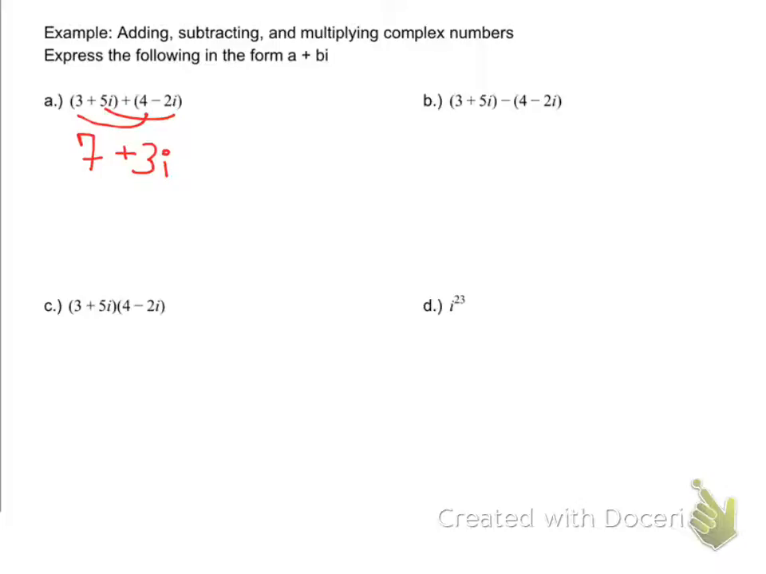Who has part B? Okay, you're recording. So first we will drop the parentheses. So 3 plus 5i minus, oh, that was really bad. But you have to remember that this negative also goes with this 2i. So you get 3 minus 4, which is negative 1. And then 5i minus negative 2i, which is a positive 7i.